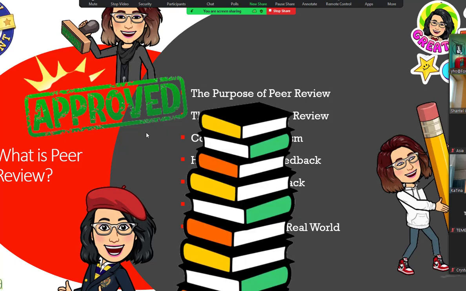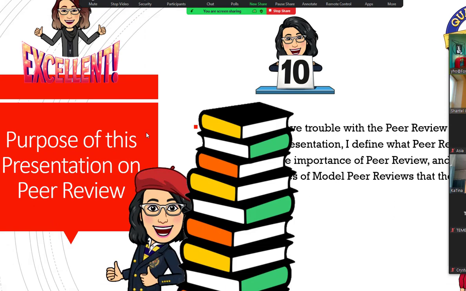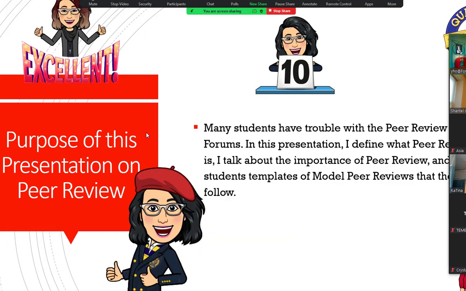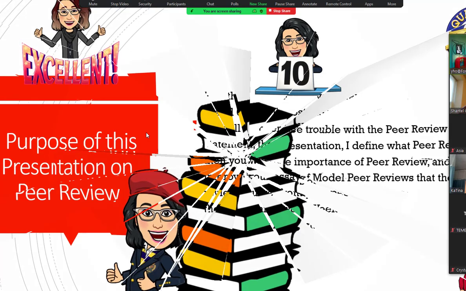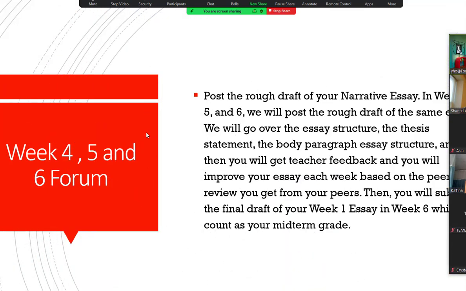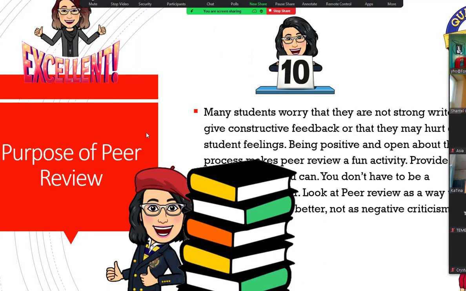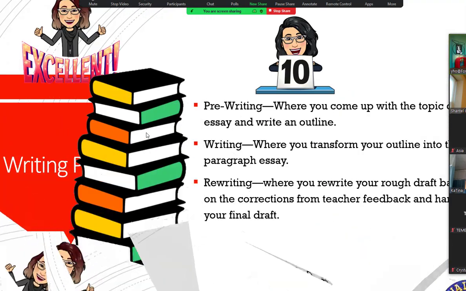Many students have trouble doing peer review because they think that they have to be a grammar expert, but actually anybody can do a peer review. The purpose of peer review is that you're going to correct each other's papers. It's important for everyone to be positive and think of it as a fun activity and as teamwork, because we're all doing this together.